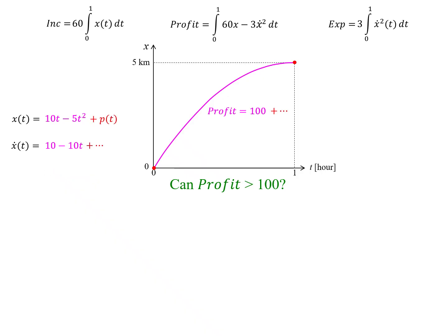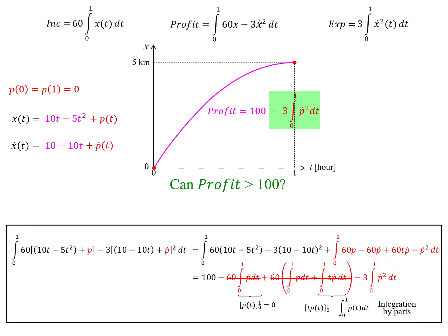Let's try adding an extra term p into the equation of x, so x can be any function. The restriction is only that p of 0 equals p of 1 equals 0 to make sure that the initial and final conditions do not change. By adding the extra term into x, x dot and profit, we also have extra terms. Obviously, the extra term of x dot is just p dot, and the extra term for the profit is found to be minus 3 integral p dot squared dt from 0 to 1.